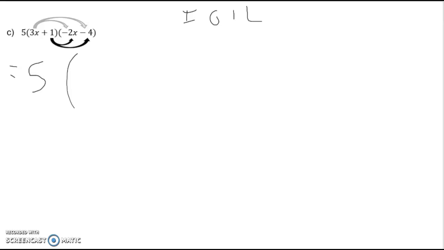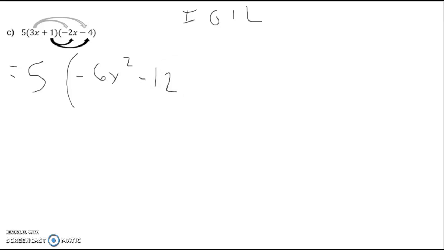So first step first, 3x times negative 2x. 3 times negative 2 gives you negative 6. X times x gives us x squared. Now we have our outside terms, 3x times negative 4. Positive times a negative gives you a negative. And then 3 times 4 gives you 12.